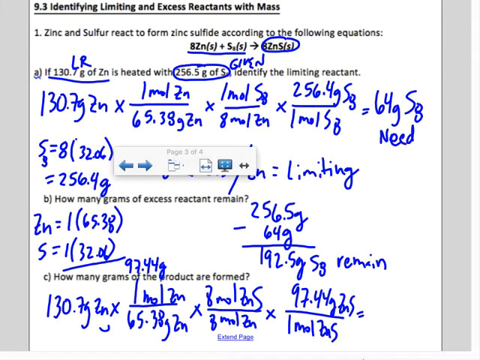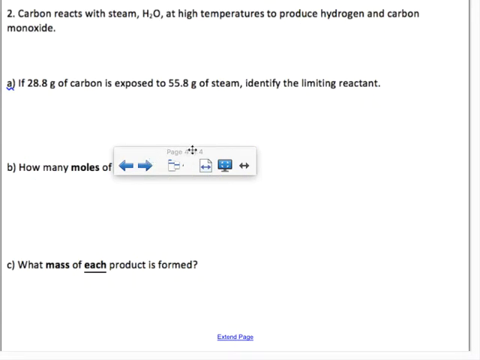All right, now I'll punch this into my calculator. 137.7 times 1 divided by 65.38 times 8 divided by 8 times 97.44 divided by 1 gives me 194.8 grams of zinc sulfide. So that's how much product can be made with our limiting reactant zinc. So there's problem 1. Moving on to problem 2.